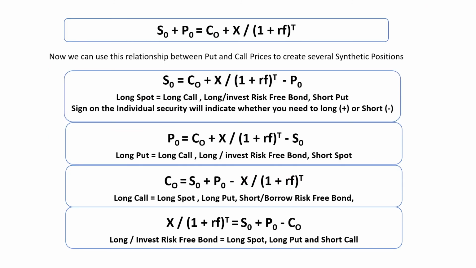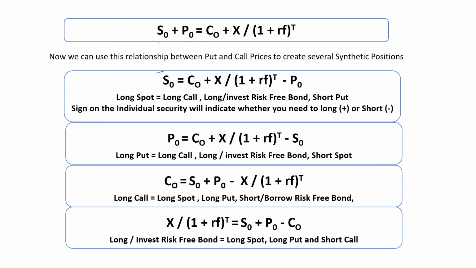So guys, we have come to the conclusion that the payoff from the protective put equals the payoff from a fiduciary call at expiry. So S0 plus P0 equals C0 plus X by 1 plus RF to the power T. Now we can use this relationship between put and call prices to create several synthetic positions. So what is a synthetic position? A synthetic position is creating a position in the asset without owning the asset.